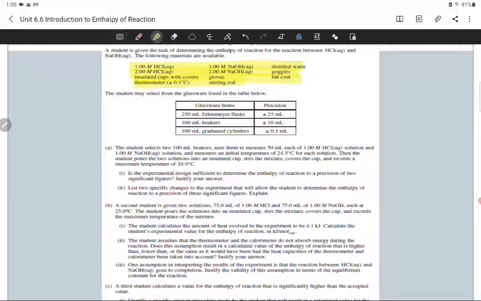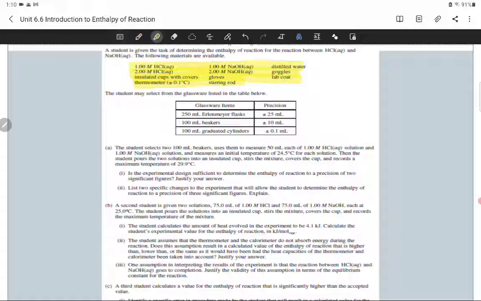A few of these things are just safety items. Lab coat, goggles, gloves. They are going to be super important if you and I are in the lab, but as far as most of these AP Chem questions, not significant. We have some HCl, we have some sodium hydroxide. It looks like we have various molarities of that. We have the insulated cup with a cover, we have a stirring rod, and we have a thermometer. That's very typical for any of these thermochem questions, calorimetry. And we have some distilled water.